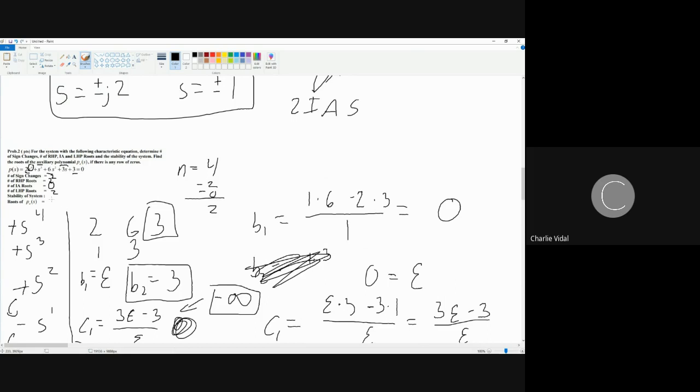Stability of the system, this is going to be unstable again, sadly. And the roots, we don't have any roots, so it's going to be 0. Actually, that is not correct. It's not 0, because 0 can be a root. It's going to be not applicable, or no roots, or however you want to put it, but I just put NA. All right, so we did question number 2.